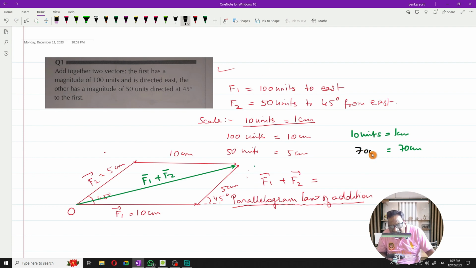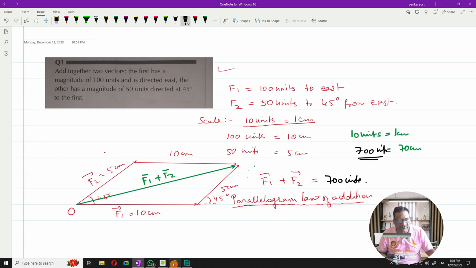700 units. Okay, so that will be the addition of this f1 and f2. The answer will be 700 units, right? This is how you have to handle this question. Now this is what I have shown you what you are supposed to do. Now the same thing I'm going to do here on the graph paper, and I'm going to show you how it works, right?